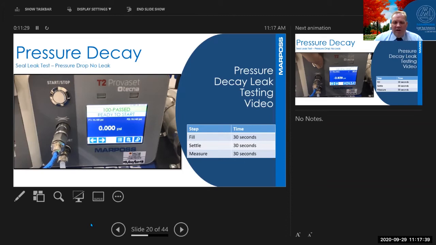Ideally, what we're looking for is if we have a non-leaking part, there's no pressure drop. Then we get into the measure phase, and this is where we're actually looking for a fine leak.